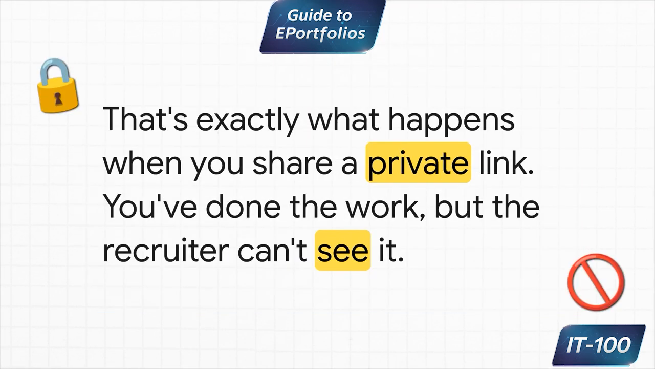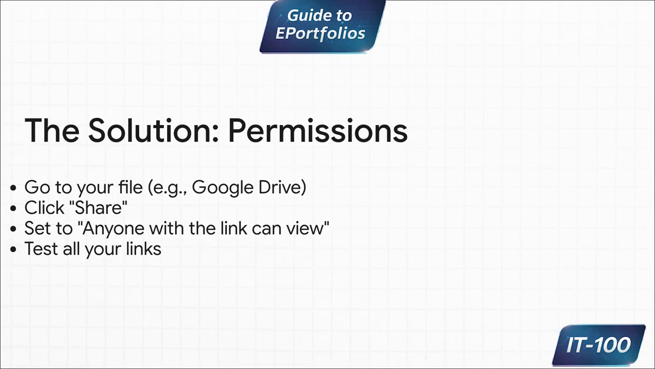Well, that's exactly what happens when you link to a project in your Google Drive or some other private folder, and you forget to change the sharing permissions. You've done all this incredible work, and the recruiter can't even see it. The fix is so simple, but it's absolutely critical. Check your permissions. Before you share anything, just go into that file settings and make sure it's set to anyone with the link can view. And then, and this is the important part, test every single link yourself, maybe from a browser where you aren't logged in. This one simple step can be the difference between getting an interview and a missed opportunity.